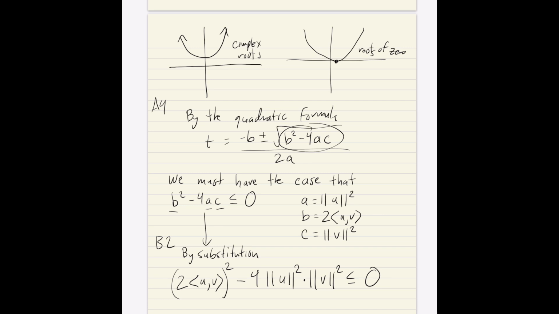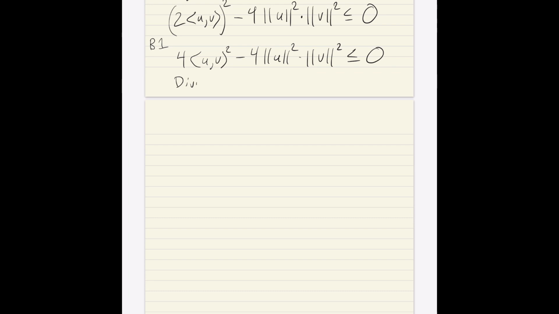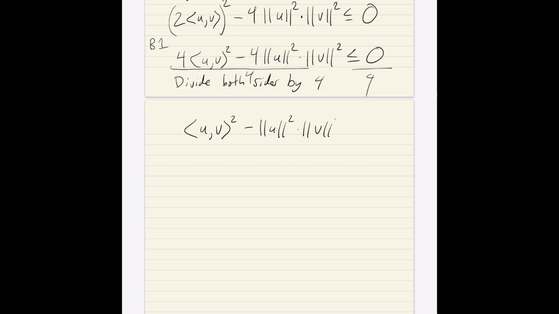So now you should see it. We're getting to B1. If we square the left-hand side, we get this extra 4 there, but it doesn't matter. It's going to go away. 2 times 2 is 4, and then the inner product of uv squared, minus 4 times the magnitude of u squared times the magnitude of v squared, is less than or equal to 0. And then finally, if we divide both sides by 4, what I do to one side, I do to the other, we get that the inner product of uv squared minus the magnitude of u squared times the magnitude of v squared is less than or equal to 0. And now we have a result, which is the conclusion B.